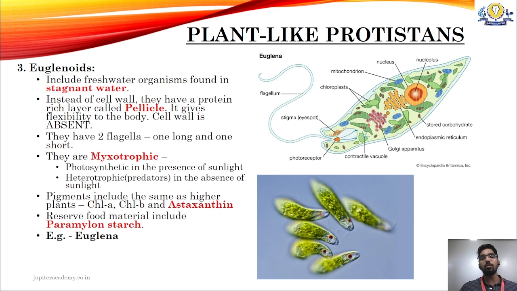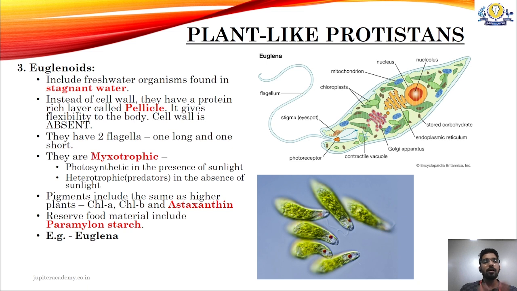Nutritionally, they are referred to as mixotrophic organisms, meaning that during the day they have one type of nutrition, and in the absence of light during the night they have another. During the day, since sunlight is present, they are autotrophic. In the absence of sunlight during the night, they become heterotrophic, become predators and predate on smaller organisms like bacteria or even phytoplankton.